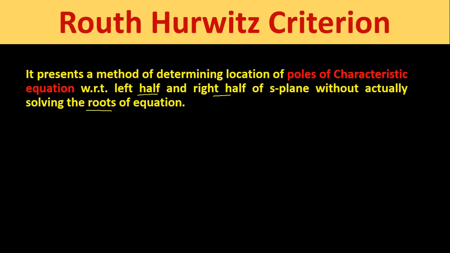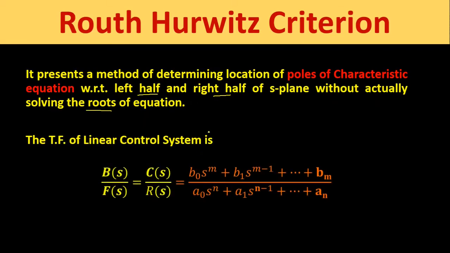That means with the help of Routh-Hurwitz criteria we can determine the location of poles of characteristic equation, whether they are in right half of S-plane or in the left half of S-plane, without finding the roots of the characteristic equation. Now let the transfer function of a linear control system be given by C(s)/R(s) = (B0 s^m + B1 s^(m-1) + ... + Bm) / (A0 s^n + A1 s^(n-1) + ... + An). Let this transfer function be equal to B(s)/F(s). Here A and B are constants.